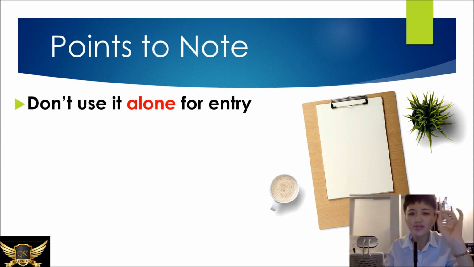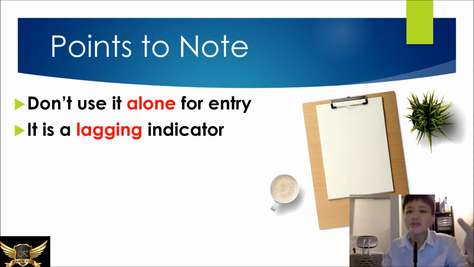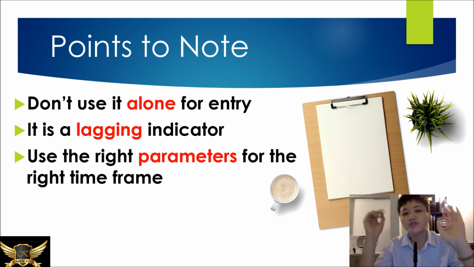Okay, the first thing first is please don't just use moving average alone to enter. You need a lot more indicators because after all, your moving average is a lagging indicator. It is not a leading indicator. It is lagging behind price. And also you need to understand one thing, okay?